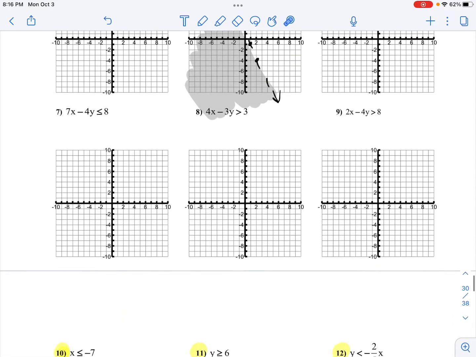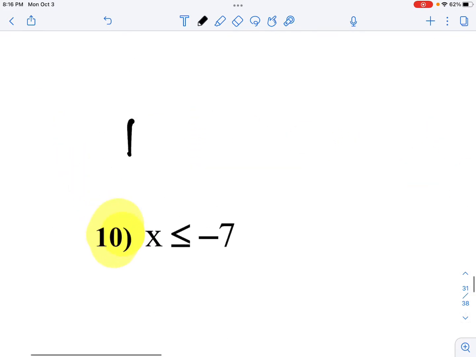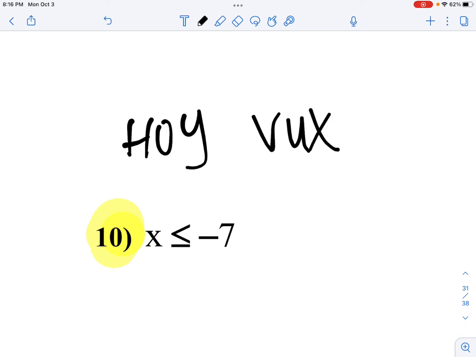Let me flip. I'll leave a few more for you guys to work on. I want to do a couple of these Hoy and Vux problems. How did I know this was a Hoy and a Vux problem? Is because the equation looks kind of weird. There's only an x, right? Like that's kind of weird. There's supposed to be a y and an x. When there's only an x, that means that we are in Vux. So we are doing a vertical line at -7.